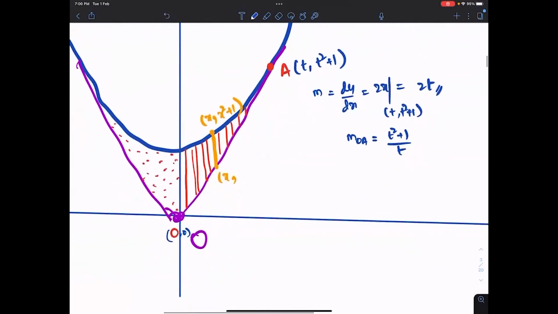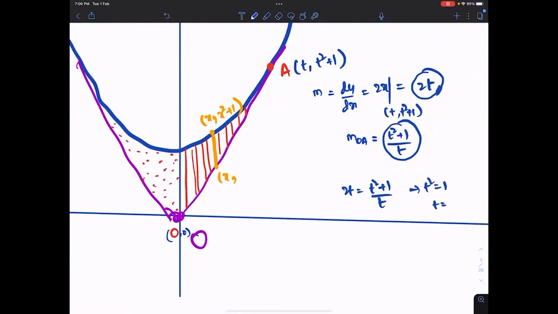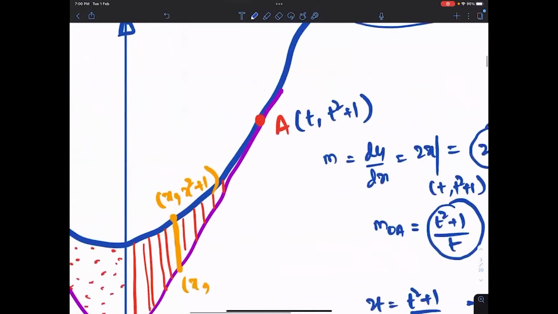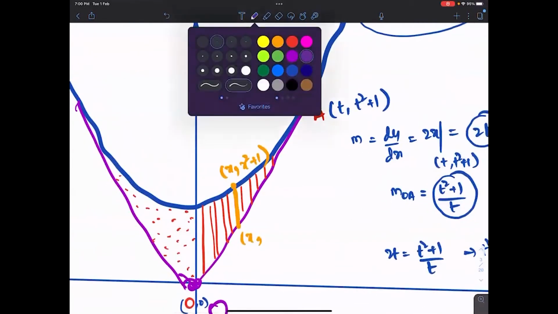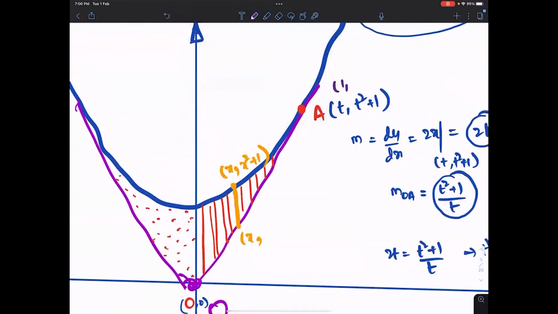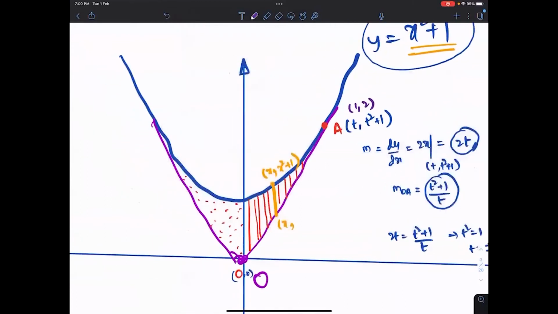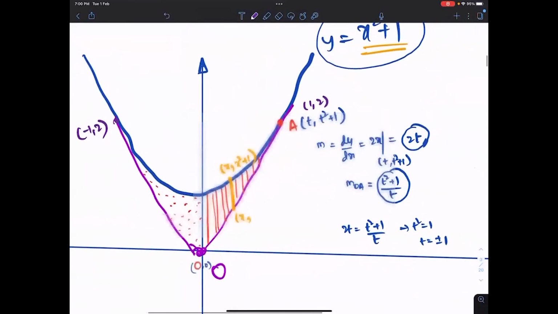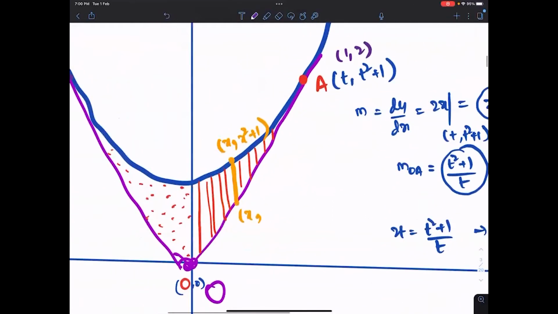Now equate both of them. These two must be the same. So 2t equals t square plus 1 by t, which implies t square equals 1. You will get t as plus or minus 1. So that means these touching points will be 1 comma 2, and on the left side it will be minus 1 comma 2. Once you get the touching point, the slope is nothing but 2t, that is 2 times 1, which is 2. So this line equation will be y equals 2x.